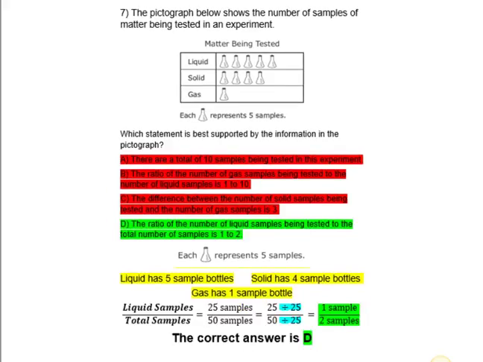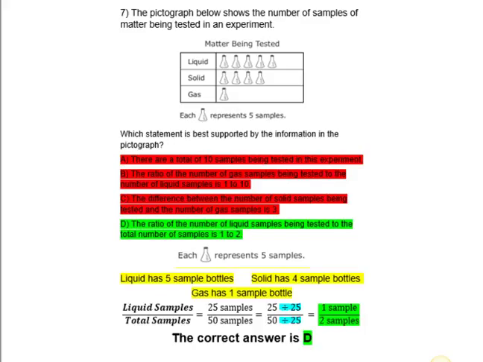Our correct answer choice is D. The ratio of the number of liquid samples being tested to the number of samples is 1 to 2. Okay, so let's look at the liquid samples. We know again that each bottle is equal to 5, so there are 25 samples for liquid, and the total overall samples is equal to 50. So 25 samples over 50 samples. We know that our greatest common factor between 25 and 50 is 25. So we are going to divide 25 from the numerator and denominator, and our simplified fraction is 1 sample over 2 samples, or 1 to 2. So again, D is our correct answer.